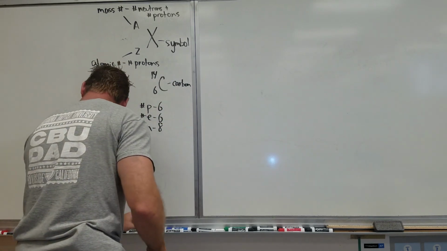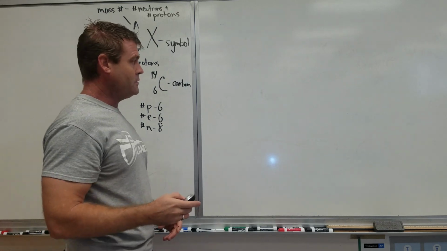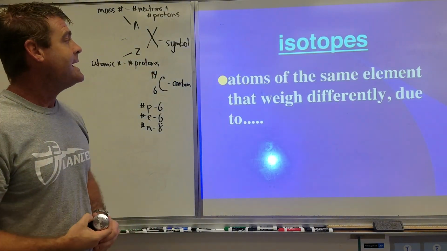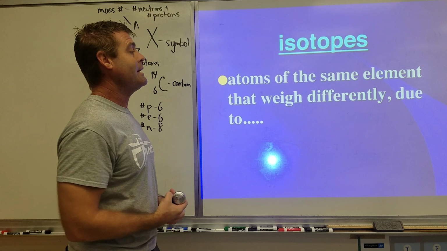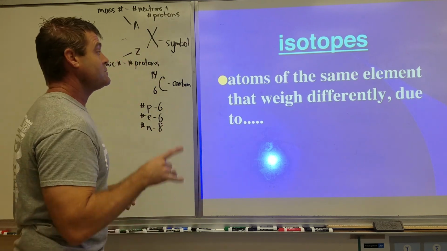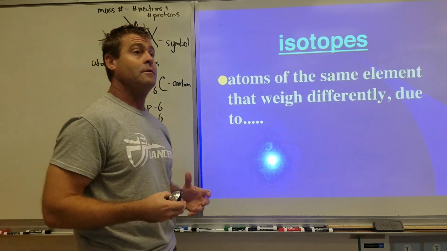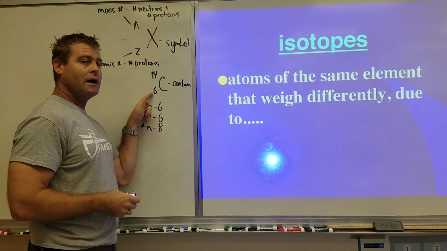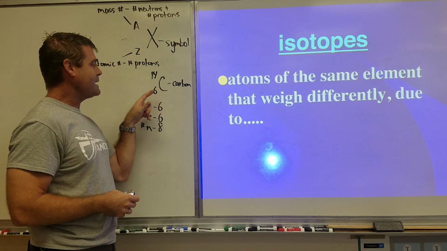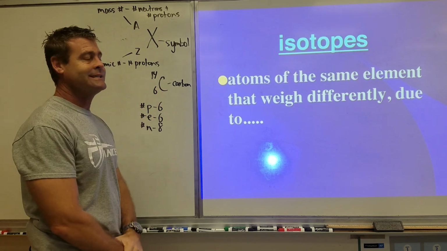Okay, so here's the new term for you, isotopes. Isotopes are atoms of the same element that weigh differently due to... So now you guys, what makes an atom a certain element? It's the number of protons. Why is this atom a carbon atom? Because it has 6 protons.